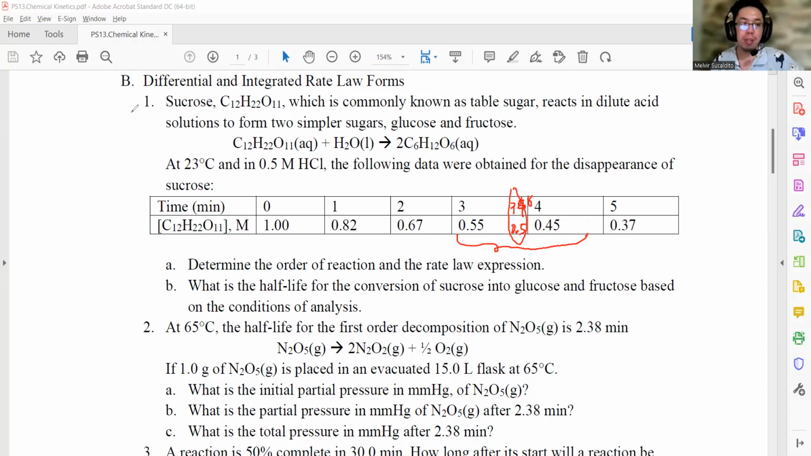B.1. We're good with B.1 already. Check. So 2 points and then another 2 points. So far wala ka pang mali. Okay, let's proceed.